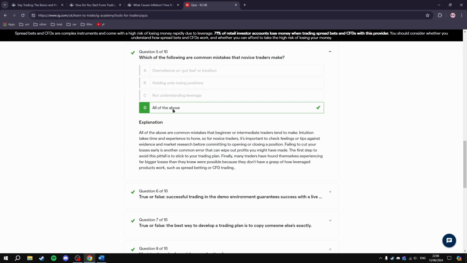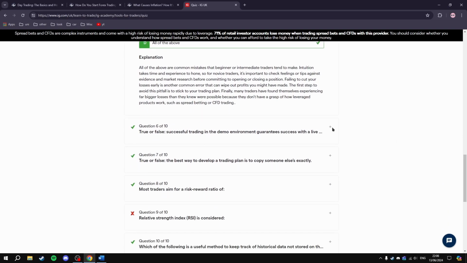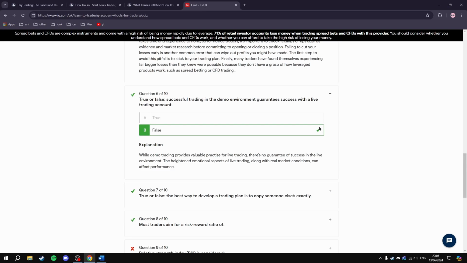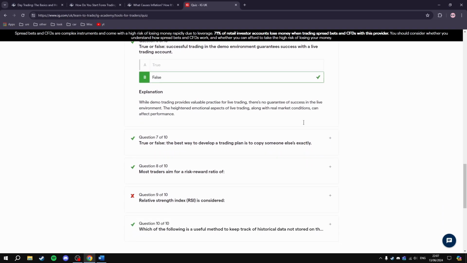Failing to cut your losses early is another common error that can wipe out profits you might have made. The first step to avoid this pitfall is to stick to your trading plan. Finally, many traders found themselves experiencing far bigger losses than they knew were possible because they didn't have a grasp on how leveraged products work, such as spread betting or CFD trading. So, while demo trading provides valuable practice for live trading, there's no guarantee of success in the live environment. The heightened emotional aspects of live trading, along with real market conditions, can affect performance.